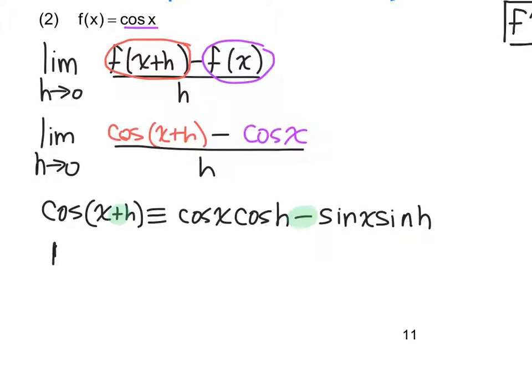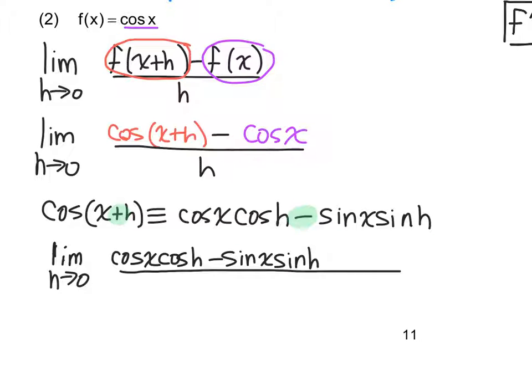Limit as h approaches 0, cosine x, cosine h, minus sine x, sine h, minus the cosine x that's already there, all over h.